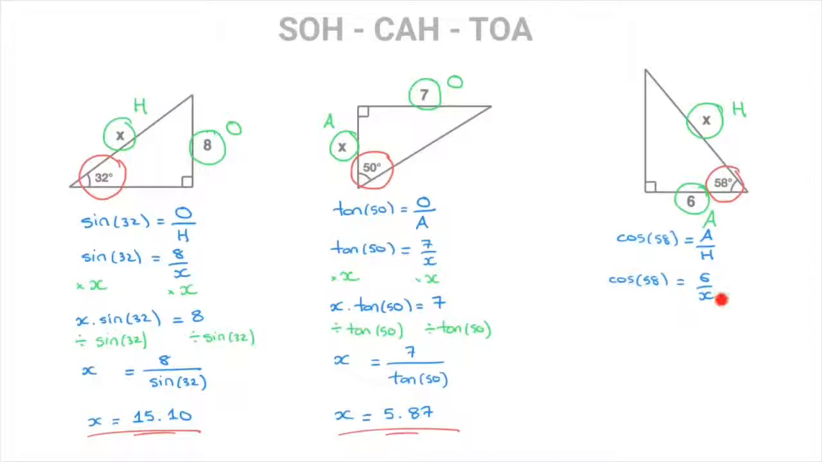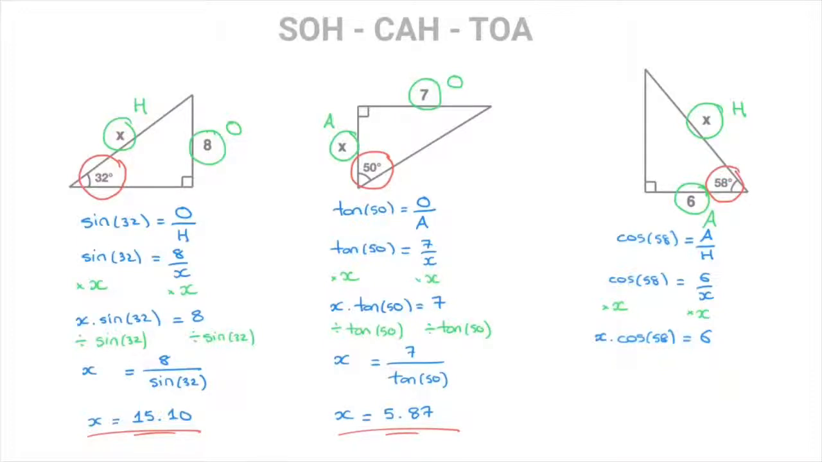Once more, we can see that the unknown x is on the right-hand side's denominator. To get it away from there, we're going to multiply the right-hand side by x. So I write times x here. And as always, whatever I do on one side of the equation, I have to do to the other side of the equation. So I multiply the left-hand side by x as well. And that leaves us with x times cosine of 58 equals 6 divided by x times x, which is just 6.